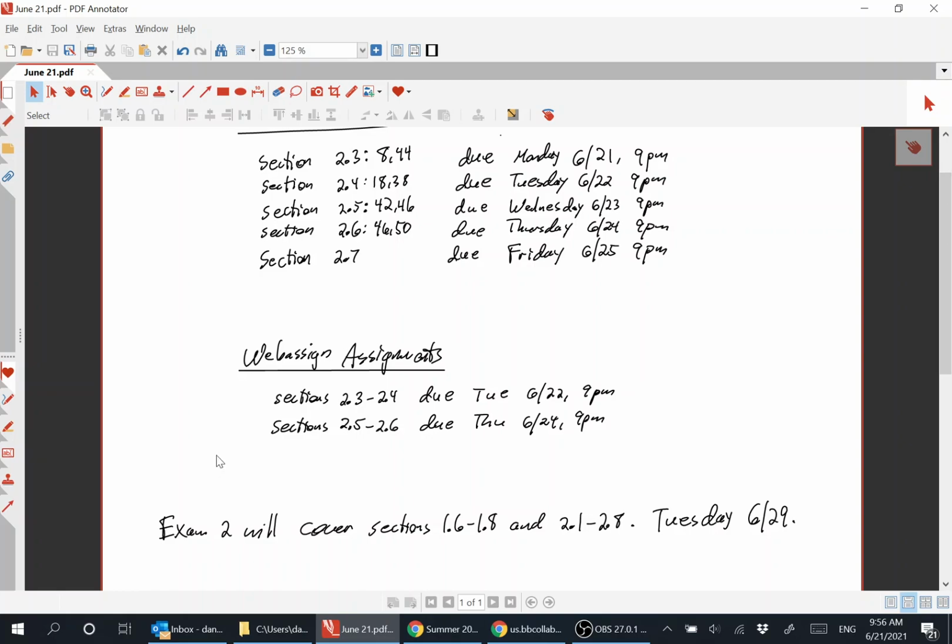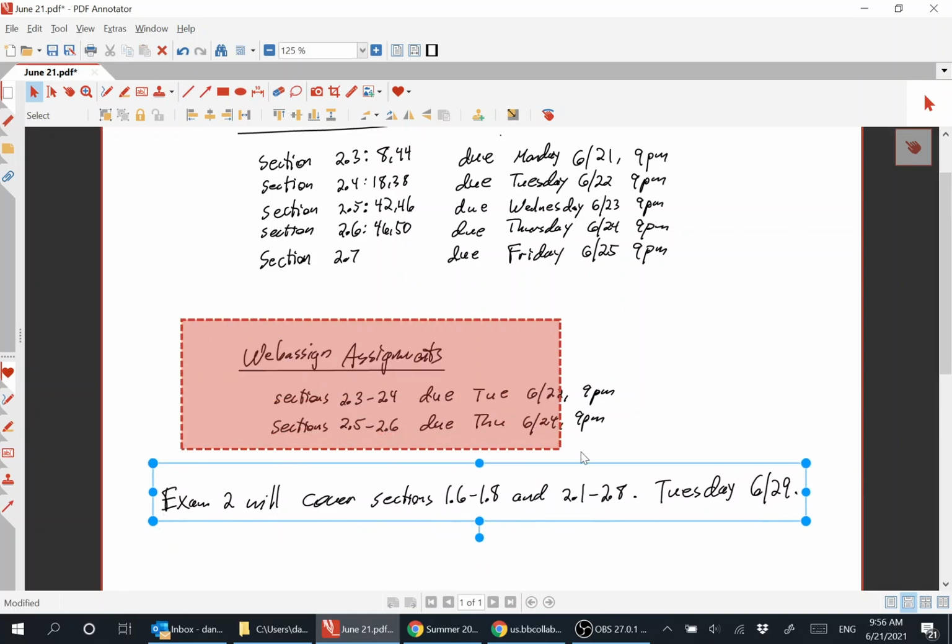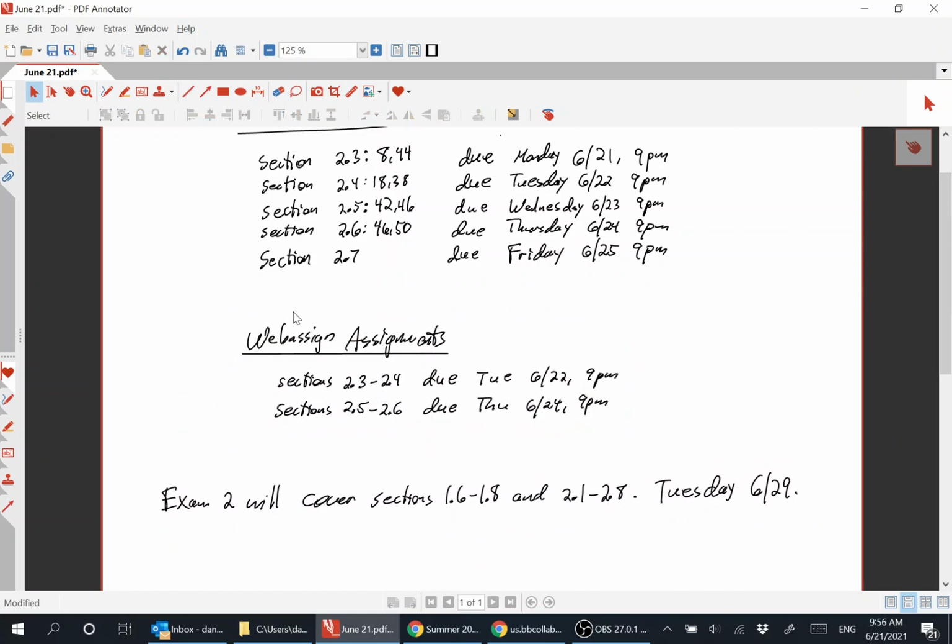The second exam will cover sections 1.6 to 1.8 and 2.1 to 2.8, and this is going to be on Tuesday next week. Same deal as last time. We'll meet here in Collaborate Ultra. You'll turn on your webcams so that we can have a proctored testing environment, and I'll email the exam to you, and then you scan it and put it on Dropbox when you're done.